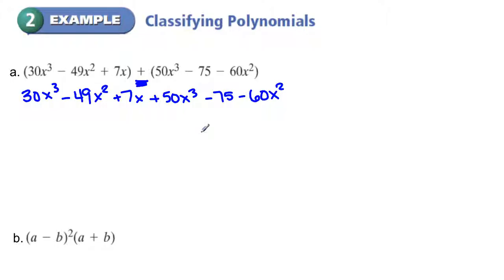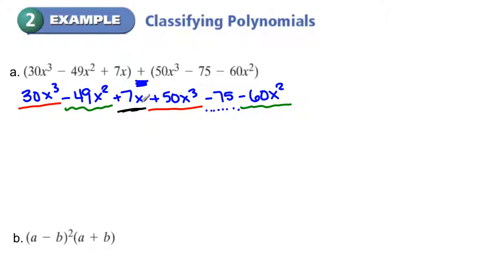Now we want to look at like terms. Well, this has x cubed. This has x cubed. This one has negative 49x squared, and this one has negative 60x squared. This one has x, and that's it. And then this one is a constant. Okay, so we have 4 different types of terms here.